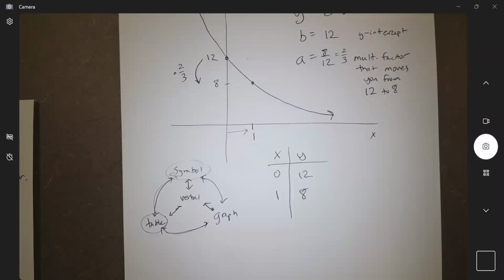There are a couple like this on your worksheet, and you might raise your hand and say, I'm not really sure what to do here. I'm going to say, have you tried making a table? All right.